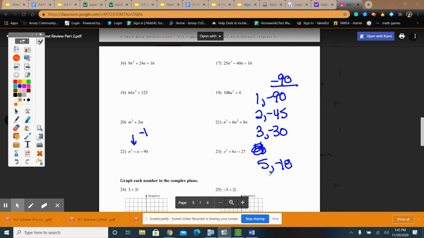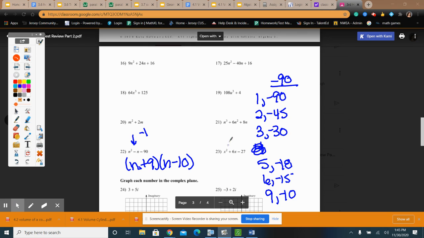6 and negative 15. A little bit extra, but you know. Here, how about 9 and negative 10? Ding, ding, ding. That's negative 1. So it's going to be n plus 9 and n minus 10. Gives me the negative 1 that I need.